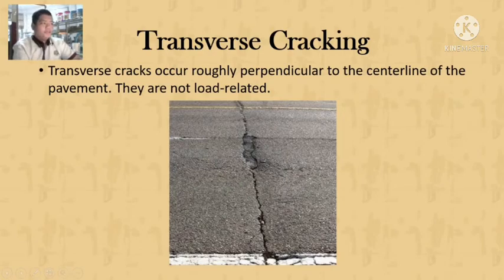Transverse cracking. Transverse cracks occur roughly perpendicular to the center line of the pavement. Also, just like the longitudinal cracking, they are not load-related. They can be caused by shrinkage of an asphalt layer or reflection from an existing crack.